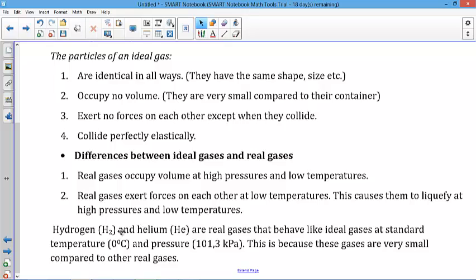Now, this is because hydrogen and helium are very, very small. And you know this because hydrogen is the first element in the periodic table with an atomic number of 1, meaning that hydrogen has 1 electron and 1 proton, making it very, very small, and that allows it to behave like an ideal gas at these conditions. Helium is also quite small. The other thing is that helium atoms do not bond with other atoms. So they remain the way they are, and they are identical in all ways. And that is what allows helium to behave like an ideal gas.